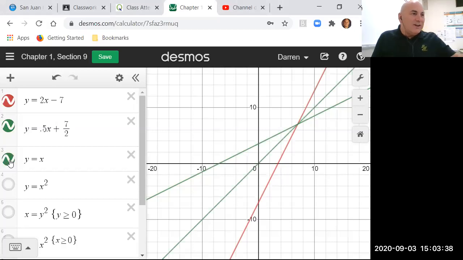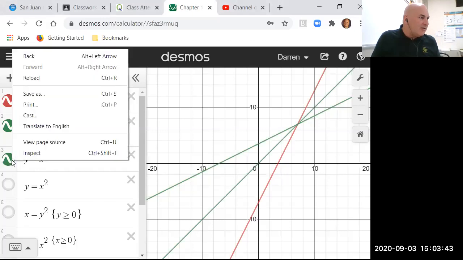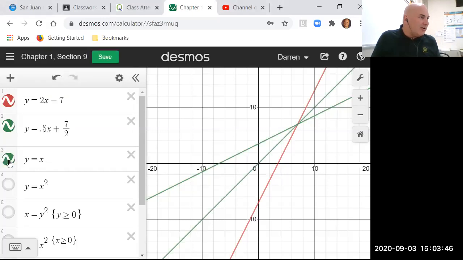So if you take that green line, this original one, I should change that color. Can I change that color? I'm not sure how to change that color yet. But anyway, if we took this green line and we reflected it over y equals x, you would get the red line. Okay. So now let's go back to my slides.